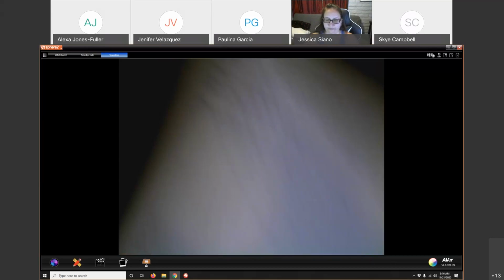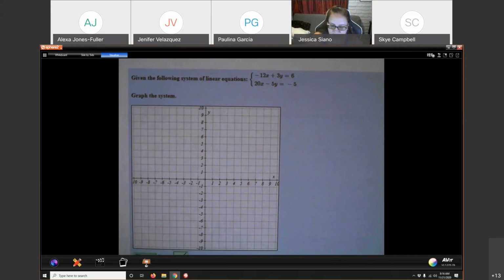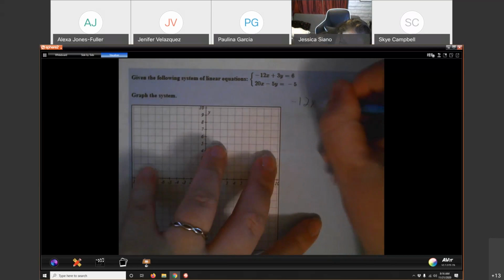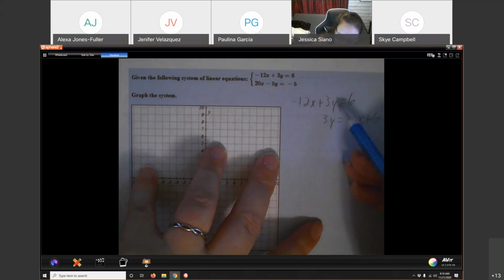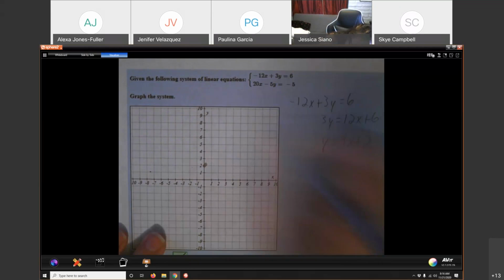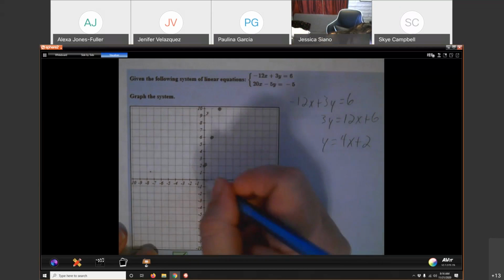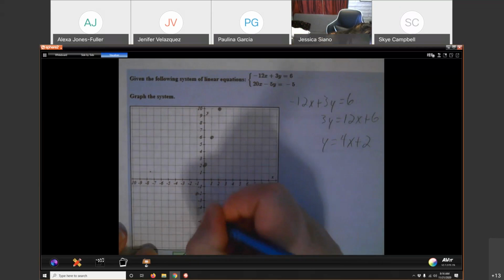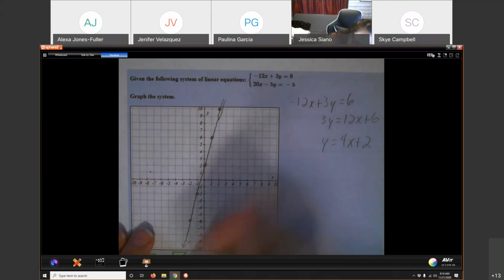Okay. They want us to graph this one, so we just have to graph the lines. 3y equals 12x plus 6. When I add this 12y, now I'm going to divide everything by 3. 2, and a slope of 4. And obviously you're going to be doing this in more, so you only need 2 dots, and then it's going to draw the line for you.